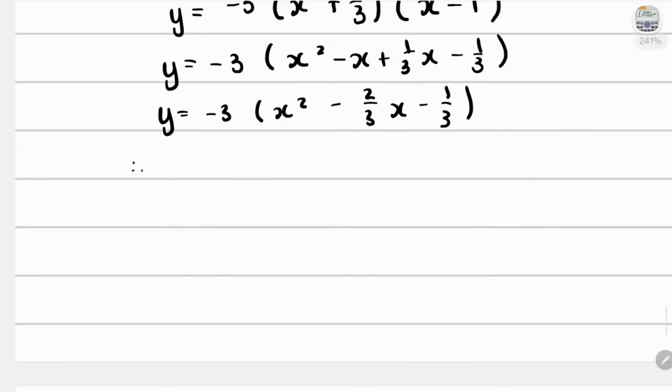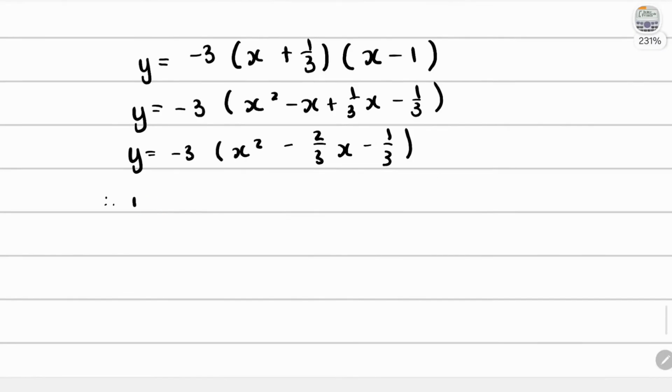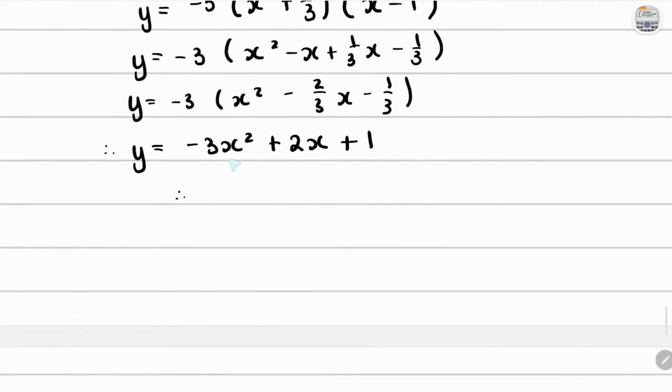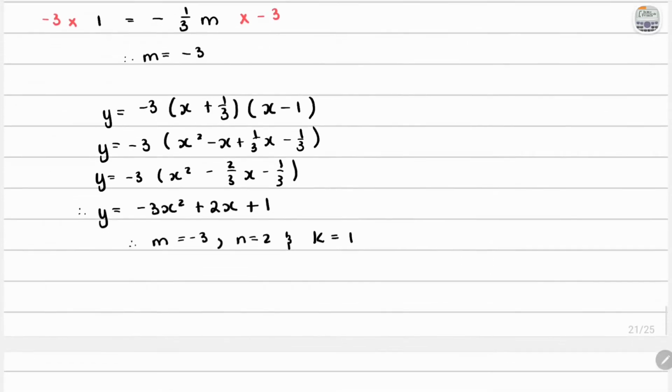So the equation is, did they ask for a specific form? Not necessarily. So I'm just going to leave it as y equals -3x squared plus, and when that multiplies, it cancels out that 3 there. So positive 2x, and same thing, positive 1. And so now we can see that the value of m, which we already found, was -3, n is 2, and lastly k is 1. And there we go. Those are the values of m, n, and k.